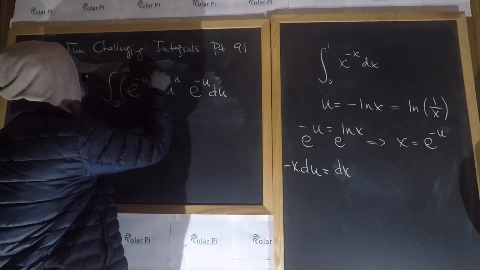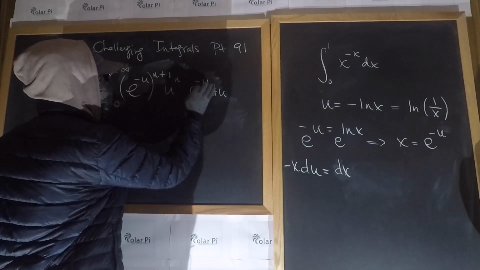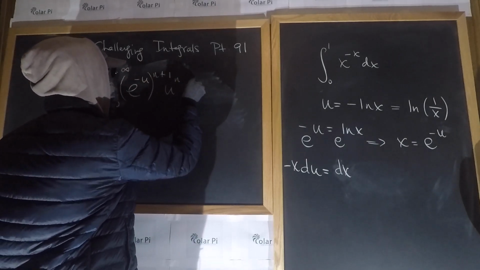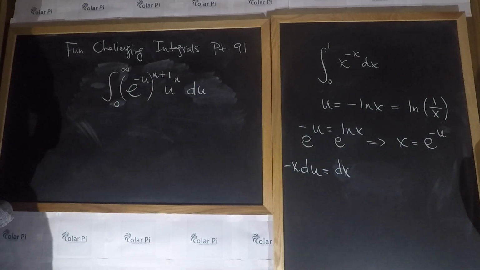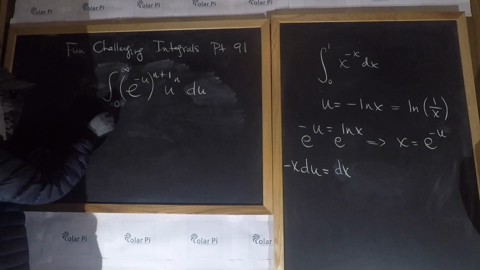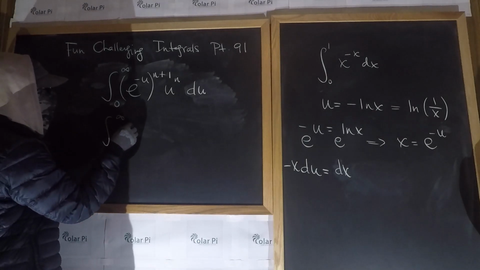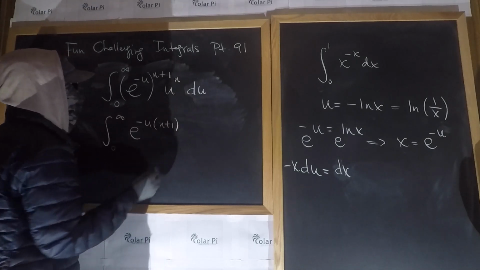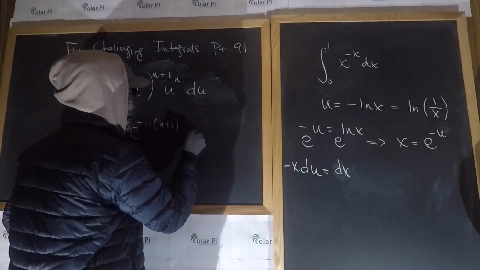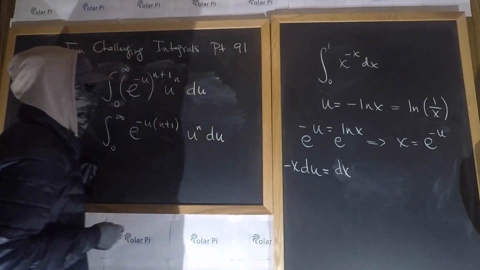So combine two like that, right? Okay. And so next we could write the integral from 0 to infinity of e to the minus u times n plus 1, and then u to the n, and then du.